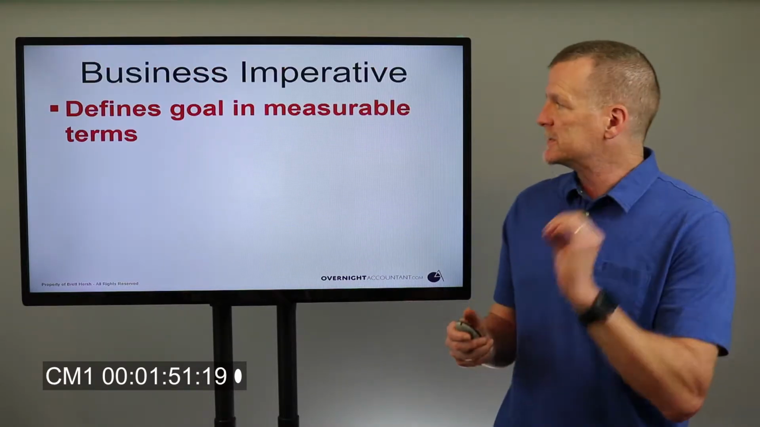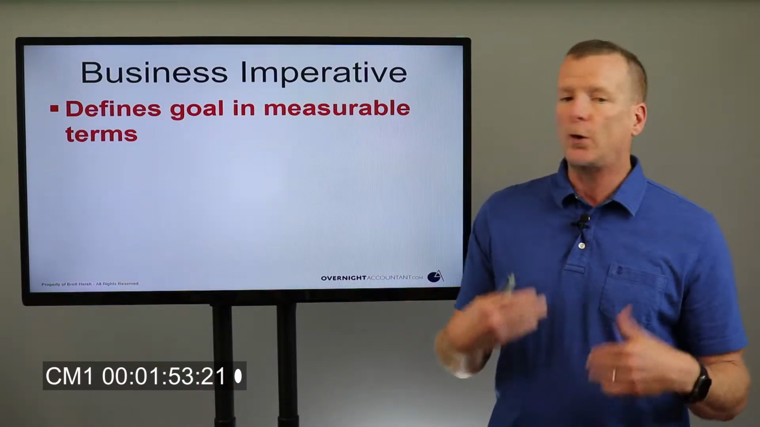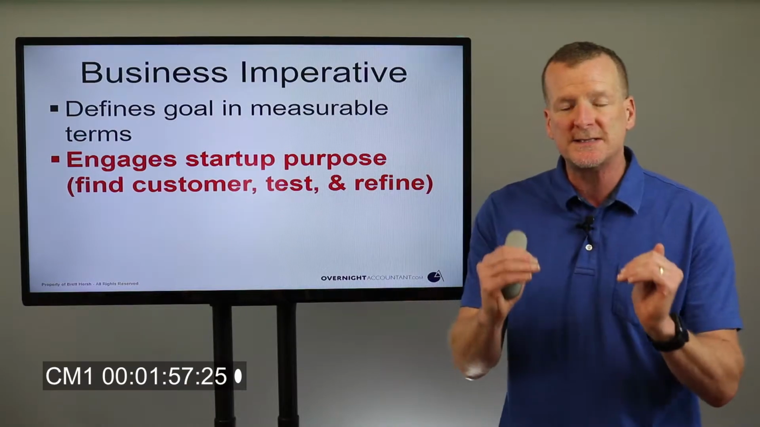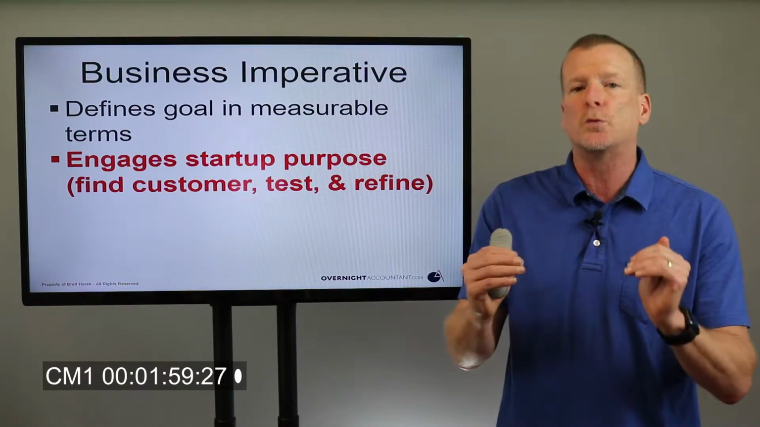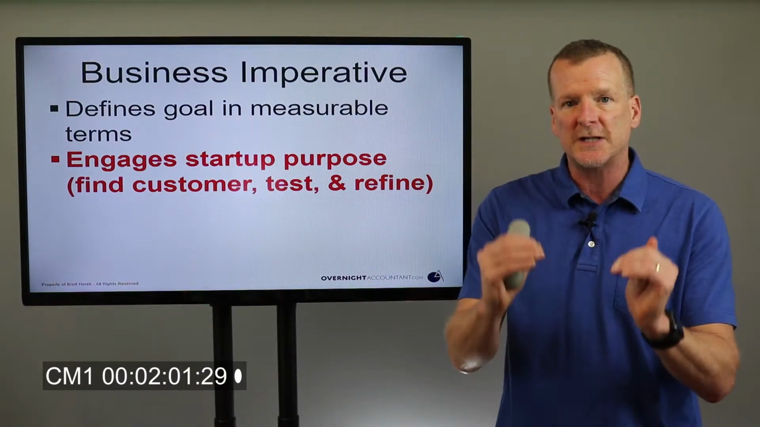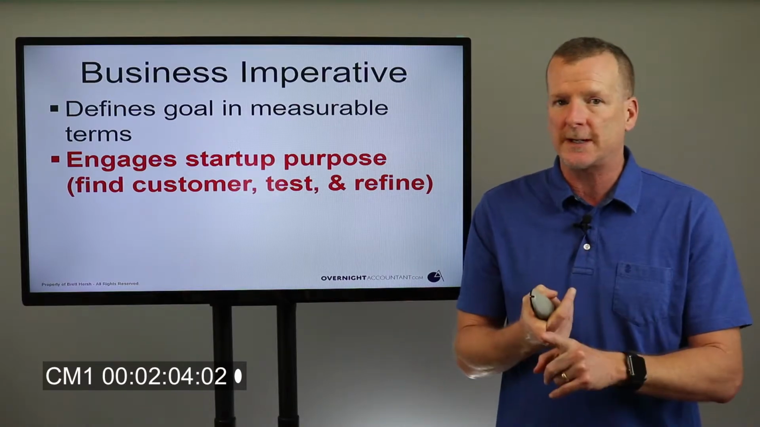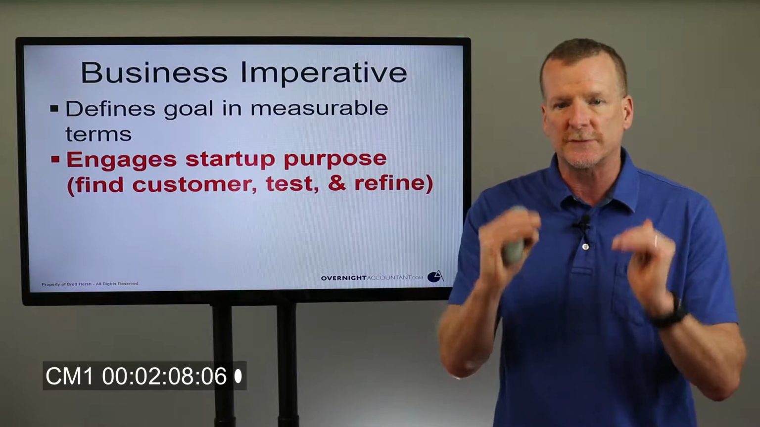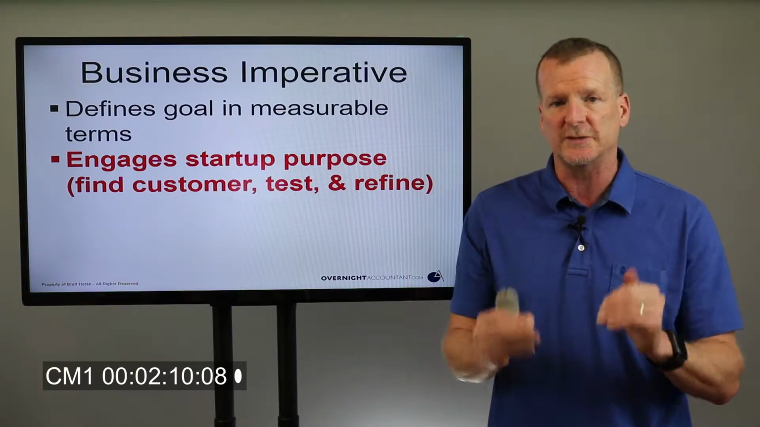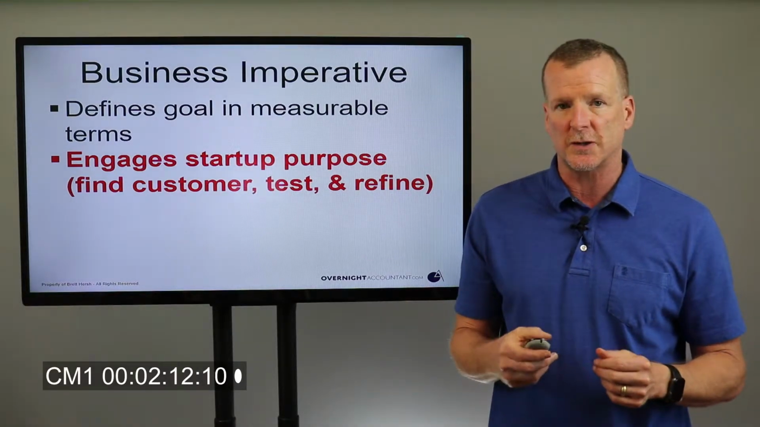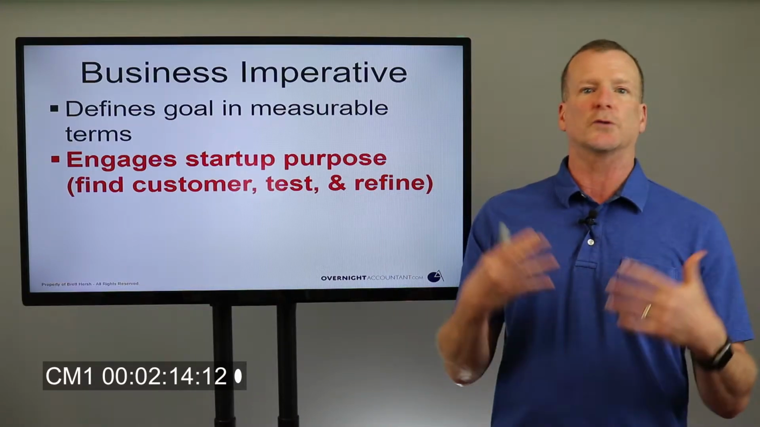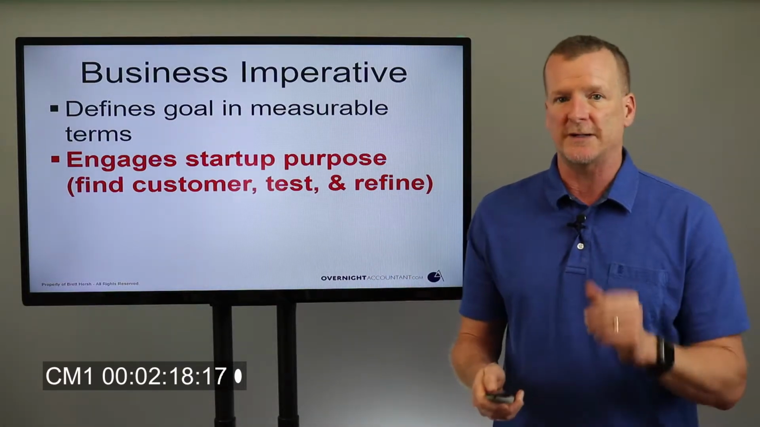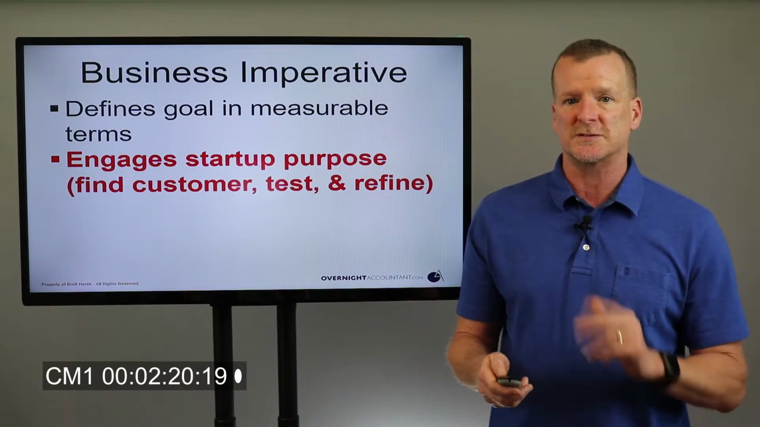So the business imperative is very important because it defines your goals in measurable terms. It engages your startup's purpose and is really the first step towards helping you find your customers. Once you know how many units you've got to produce at what price, that will really help you find your customers for your business, and it'll also allow you to test and refine your product or service during the startup period, and that's really what the startup period is all about. Test and refine your product or service so you can find your customers and create scalable systems for growth.